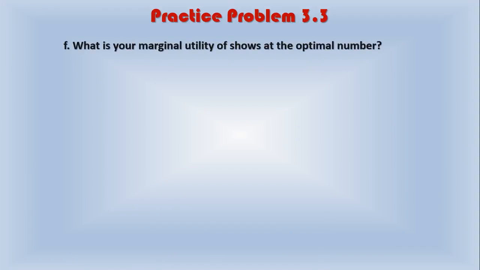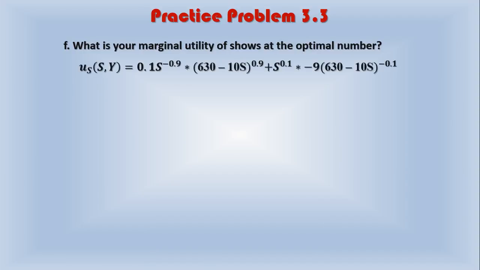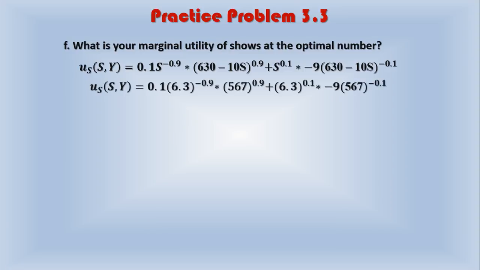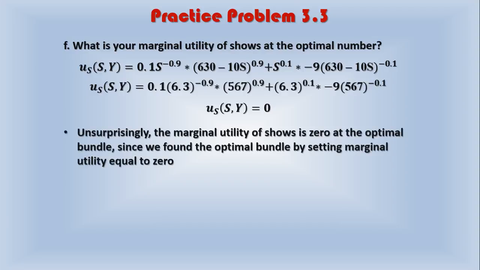What is your marginal utility of shows at the optimal consumption bundle? So we know that to get the optimal number, we had to set our marginal utility equal to 0. So therefore, we know that the marginal utility of shows at the optimal number is equal to 0. So unsurprisingly, the marginal utility of shows is 0 at the optimal bundle, since we found the optimal bundle by setting marginal utility equal to 0.